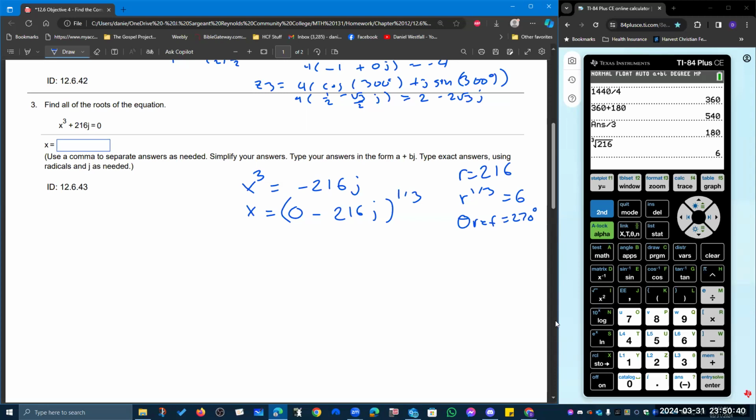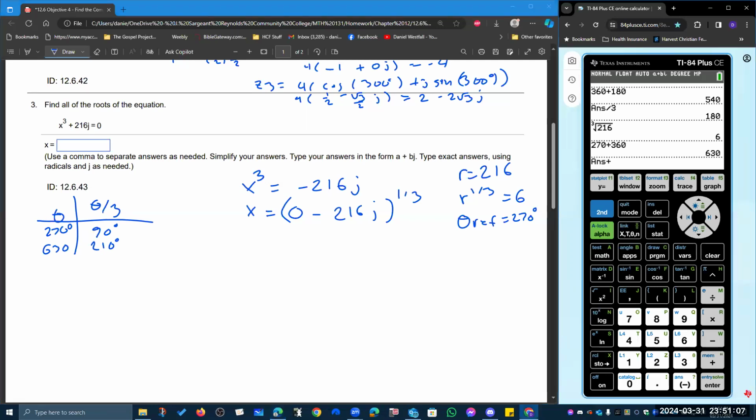And then if theta was 270, then theta over 3 is going to be 90. Then 270 plus 360 is 630, and divide that by 3 is 210. Then 630 plus 360 is 990, and divide that by 3 is 330. Those are my three angles that I'm looking at here.